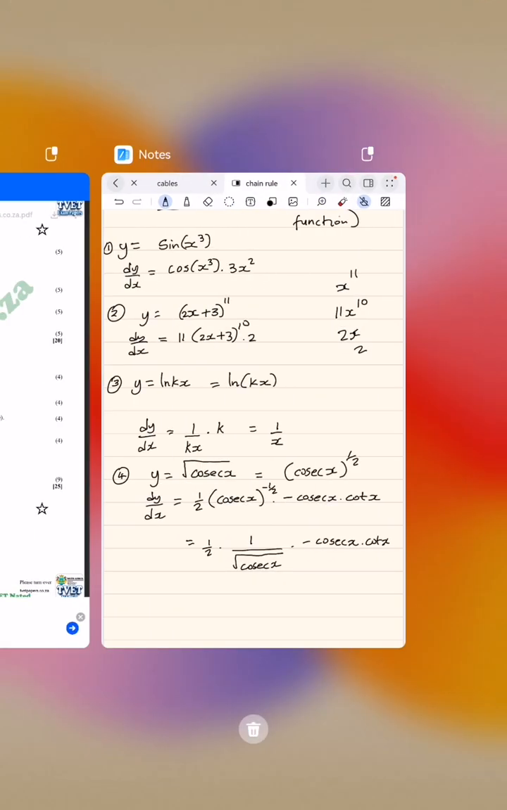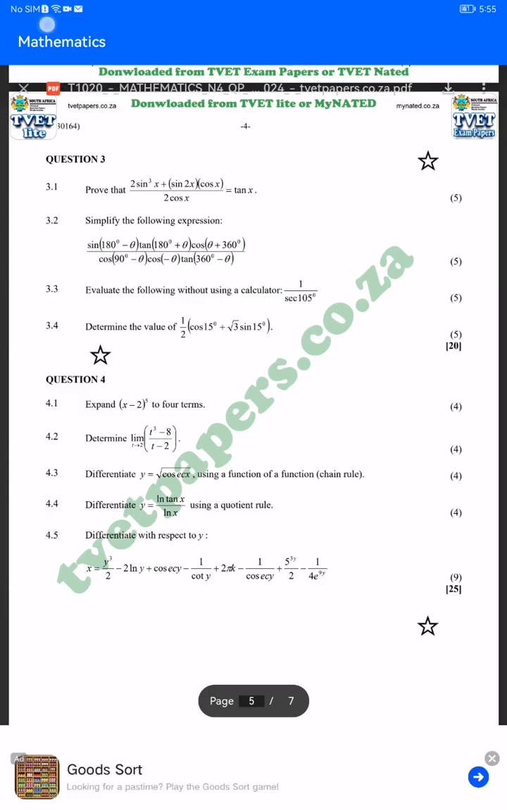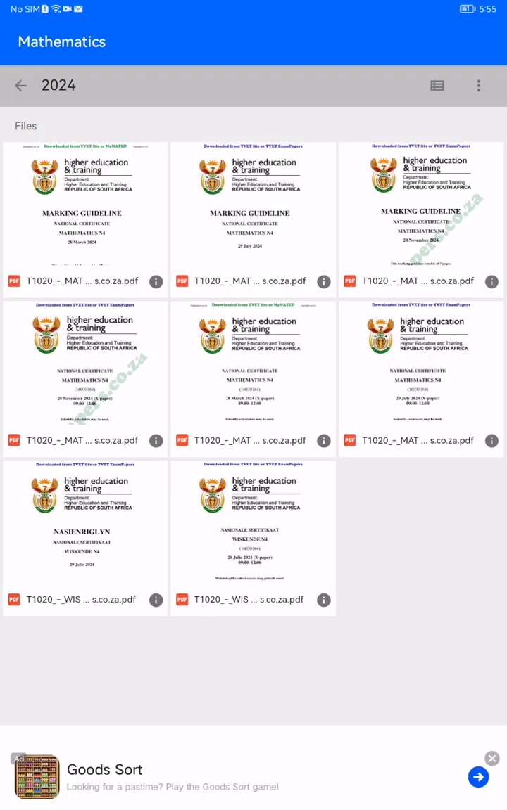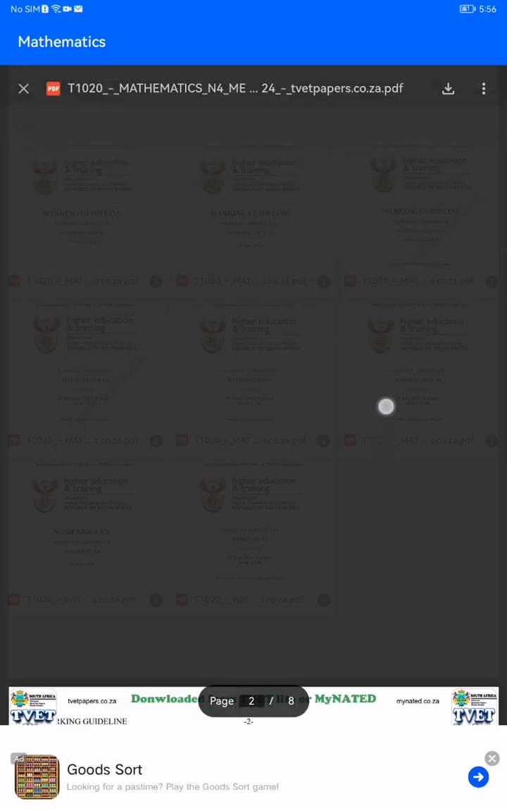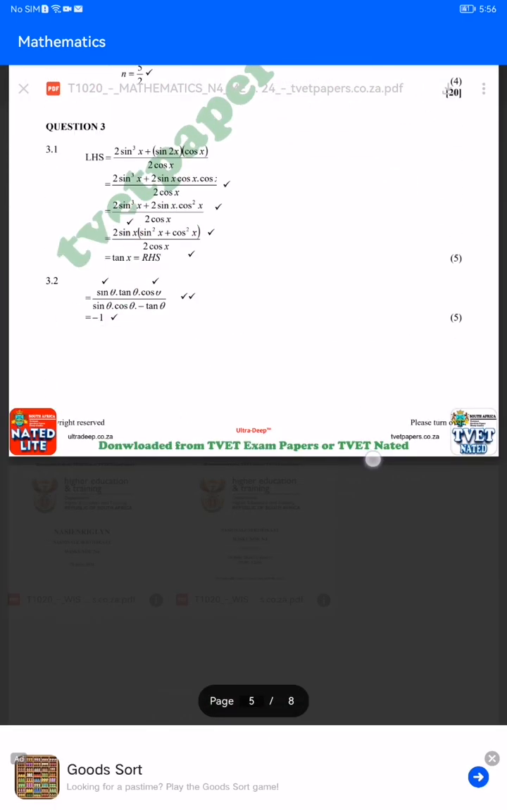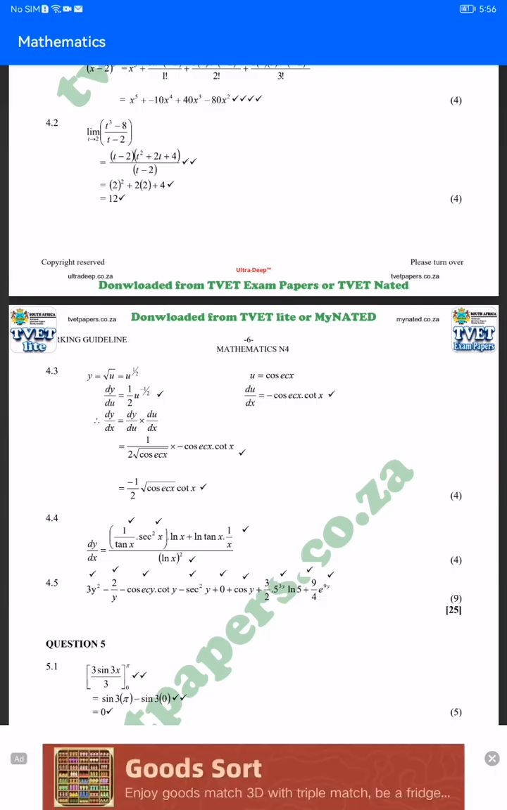Okay, let's check that one quick. I want to see if they're not going to do that step again. Marking guideline, March, question 4.3. I don't know why they do this method. Who came up with this method? That method is fine, but it's really not nice. Okay, the answer here, you see the cosec cancelling the square root I was telling you about there.